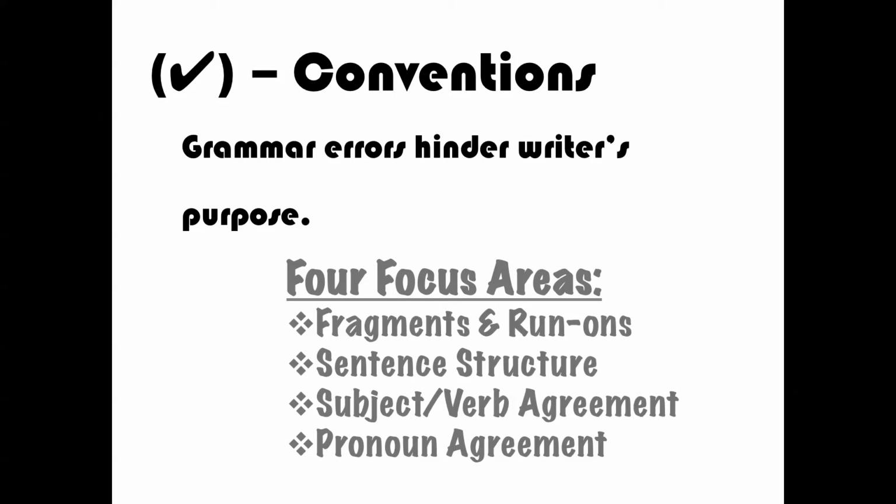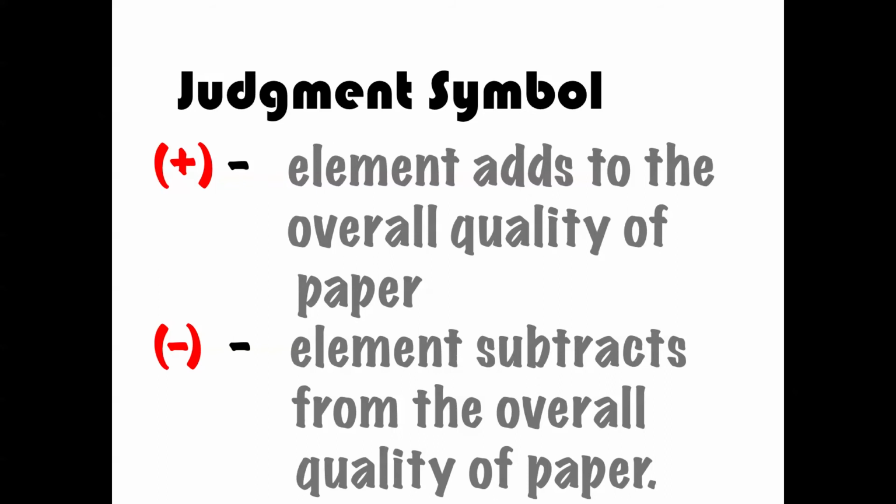Conventions, these are the grammar errors that do hinder a writer's purpose. I do look at 4 focus areas: fragments and run-ons, sentence structure, subject-verb agreement, pronoun-antecedent agreement. They are not assessed until they're addressed. And so we begin with fragments and run-ons, and once I've taught those concepts to the students, you will see those particular errors being marked in their papers, and then sentence structure, then subject-verb agreement, and then finally pronoun-antecedent agreement. And so it allows the students to sort of focus on key areas in order to improve their writing.